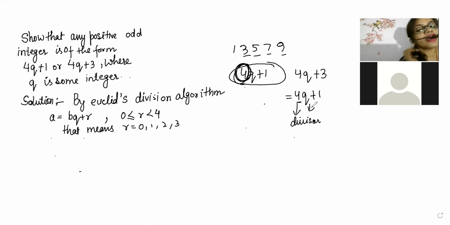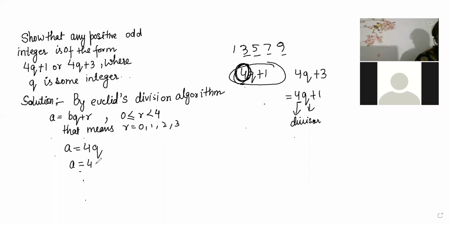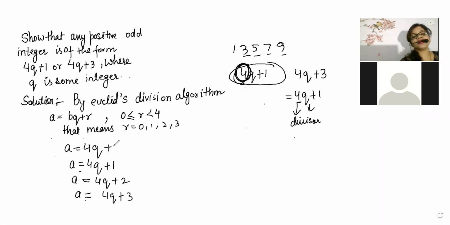So first what will we write? We will write a is equal to 4q. Then we can also write a is equal to 4q plus 1, or a is equal to 4q plus 2, and also a is equal to 4q plus 3. Beta, dividend is equal to divisor into quotient plus remainder. So the remainder can be 0, 1, 2, or 3. They told us it will always be so. So when you prove it, these two should come true, and the others should come false.